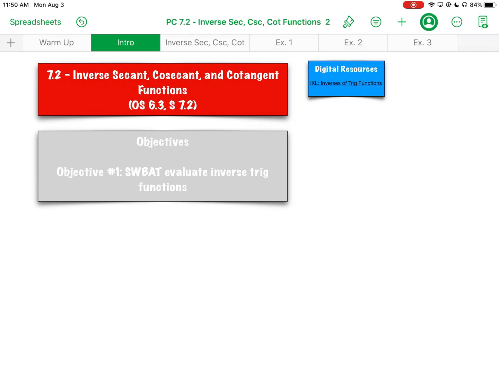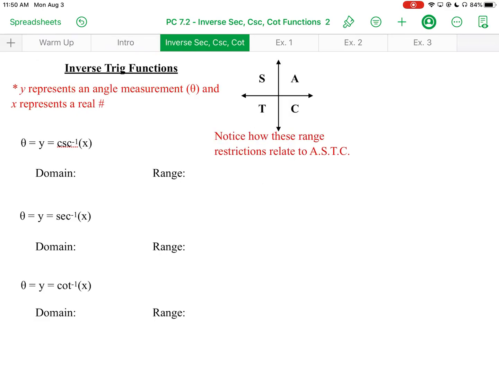All right, in 7.2, we're looking at the inverse secant, cosecant, and cotangent functions. Let's begin by identifying the domain and the range for all three of these. We would determine these based off of making their original functions one-to-one using a domain restriction.